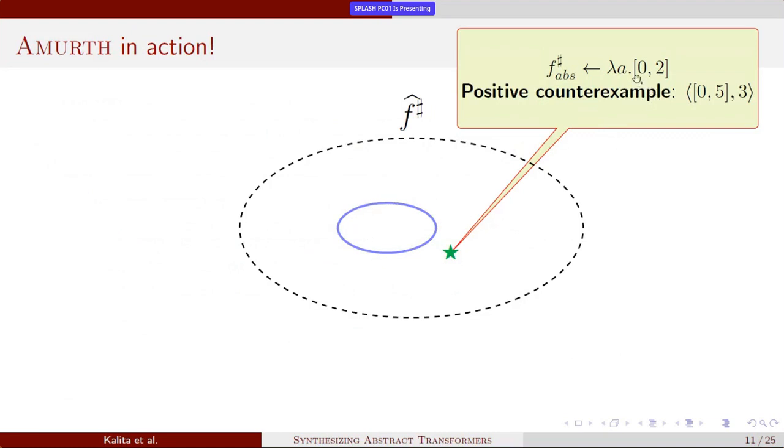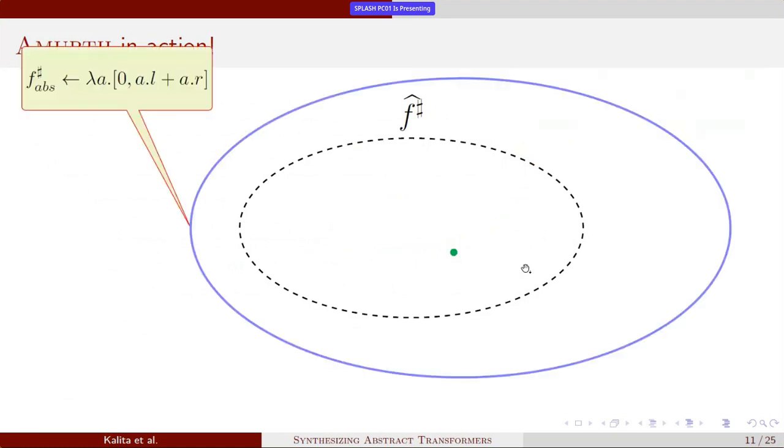Okay, so it returns 0 to 2, but if I give input 0 to 5 and 3, we say that 3 should be between 0 and 5, meaning there exists a value between 0 and 5 on which, if I apply absolute, I'll get 3. So I should include 3. So what we do is synthesize again, including the positive example. The positive example is to include. We include it, and now we synthesize another transformer.